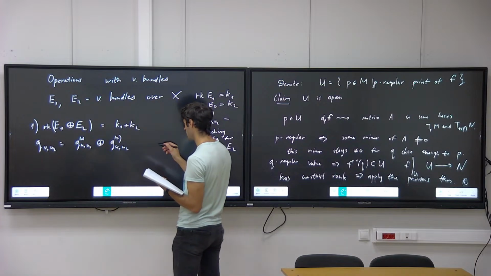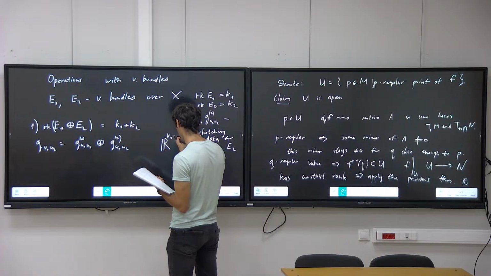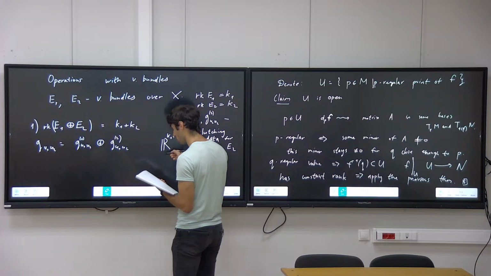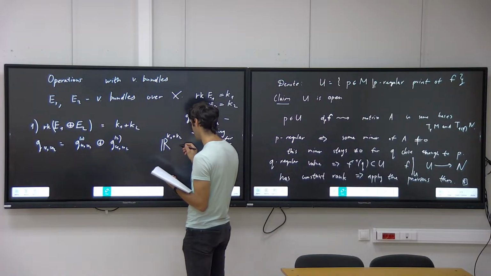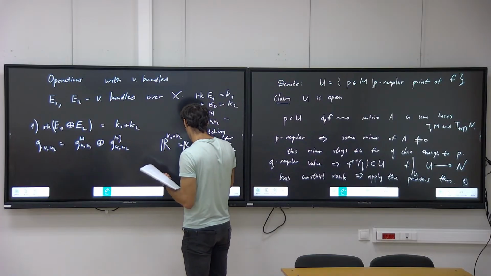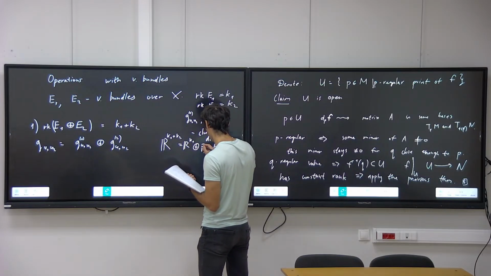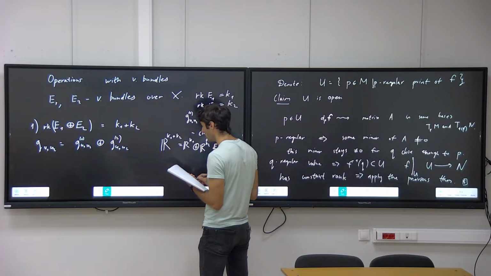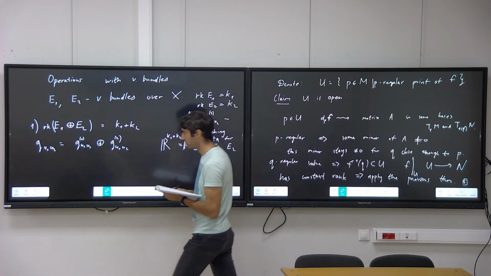Now, I need some linear transformation from this to this, which I think of as just the direct sum of R^k1 and R^k2. And so this is a linear transformation here.